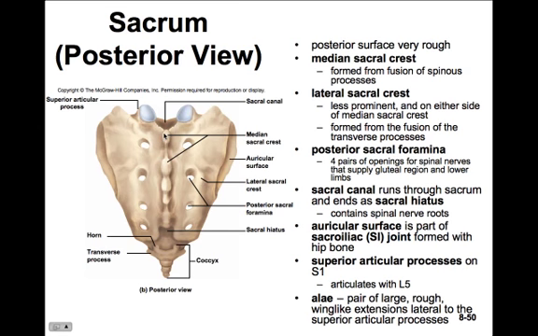The auricular surface is part of the SI joint. So this is the piece that interacts with the hip, this auricular surface on either side. The sacroiliac joint, that's where the sacrum joins the hip bone or the iliac bone. We'll also see there are superior articular processes on S1. These articulate also with L5. The ala are a pair of rough wing-like extensions that are lateral to the superior articular processes. Here are the ala wings.